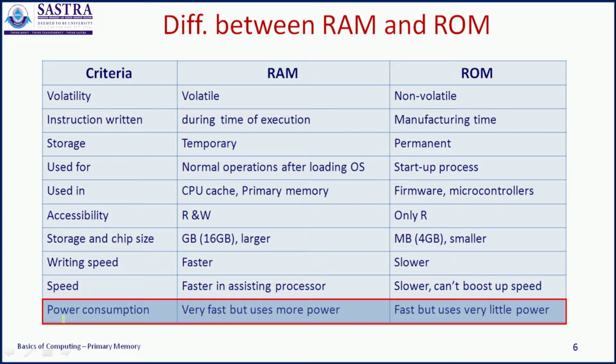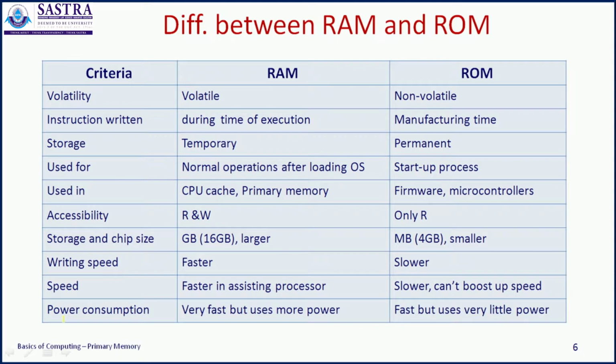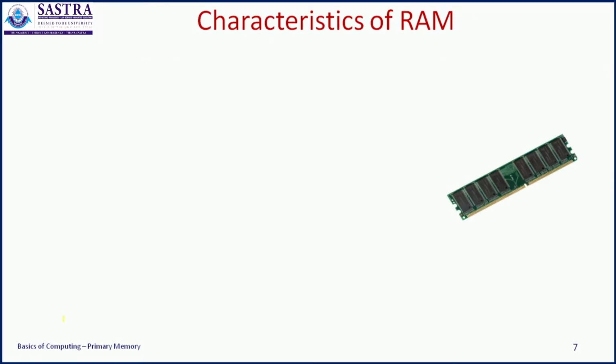Even though RAM and ROM work very fast, the power consumption is more in the case of RAM, but ROM consumes only very little power. So having seen the differences between RAM and ROM, let us see the characteristics of RAM.